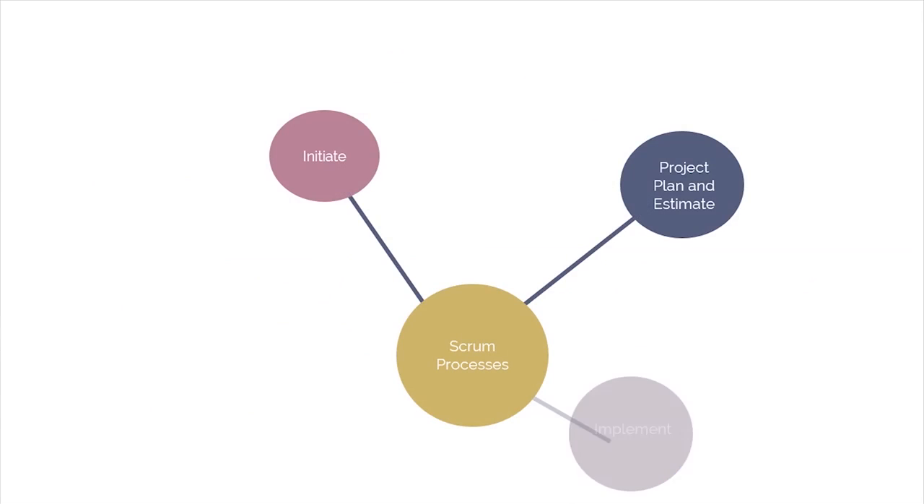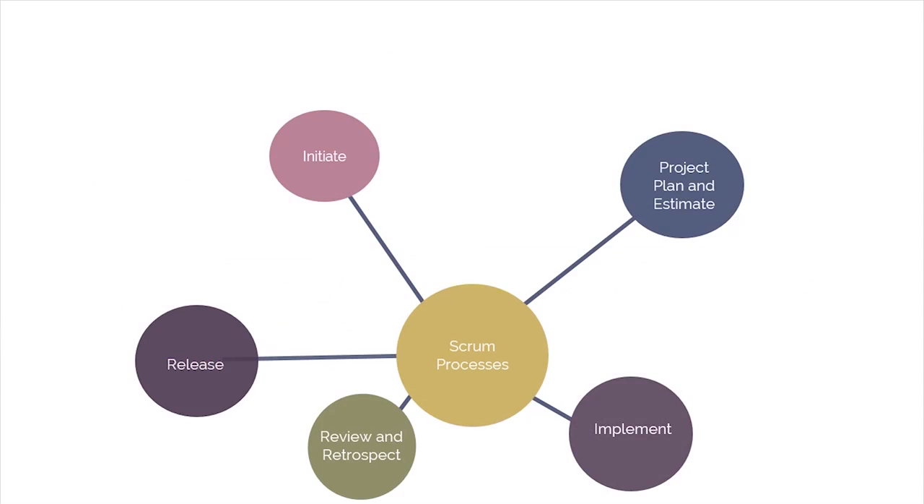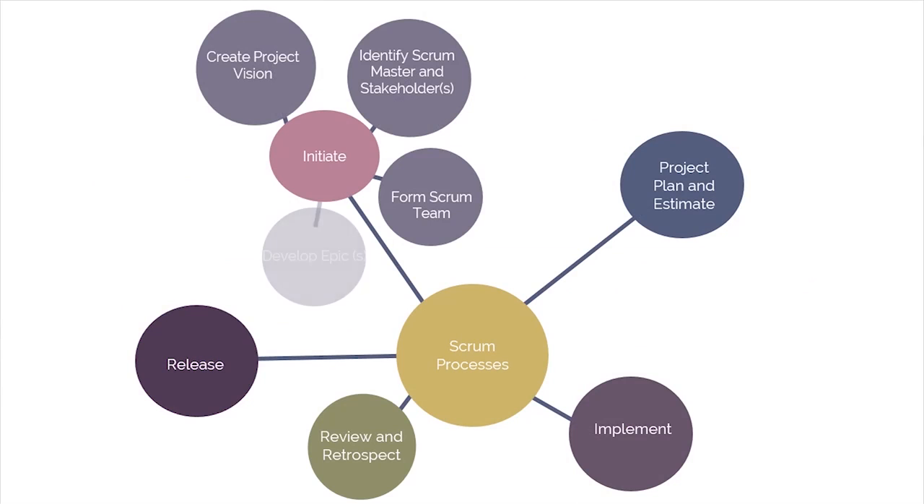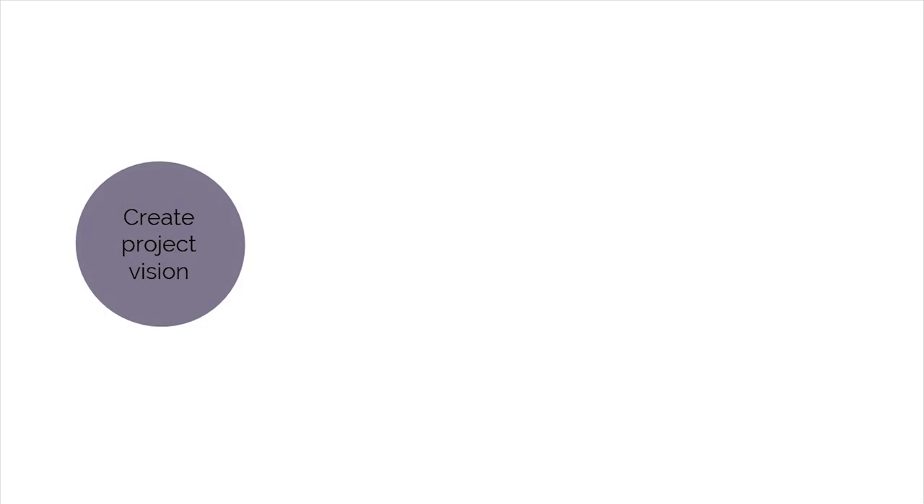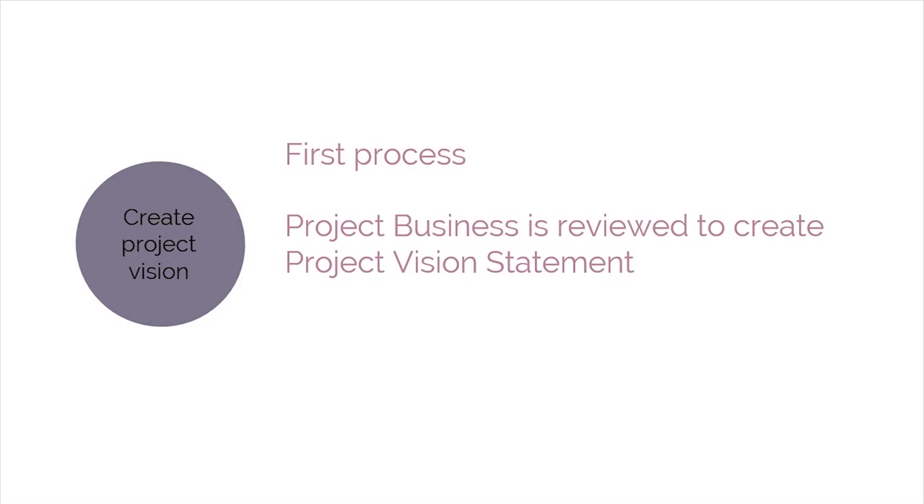Next, we'll take a closer look at the phases and the processes enlisted under them. Initiate is the first phase, and the processes carried out as part of Initiate are as follows. Create project vision is the first process performed. In this process, the project business case is reviewed to create a project vision statement that will serve as the inspiration and provide focus for the entire project.